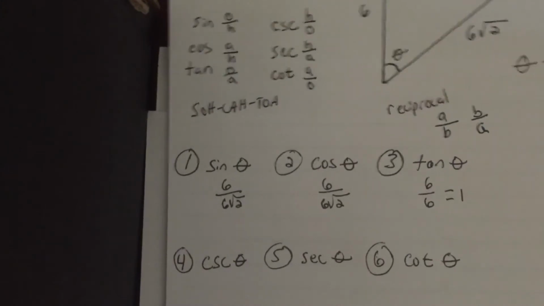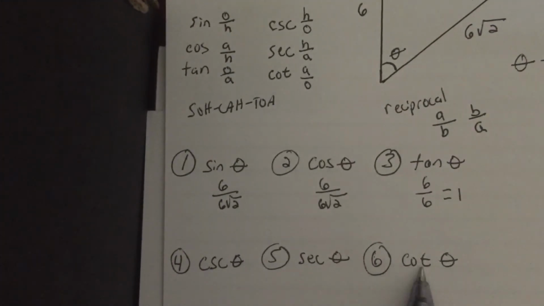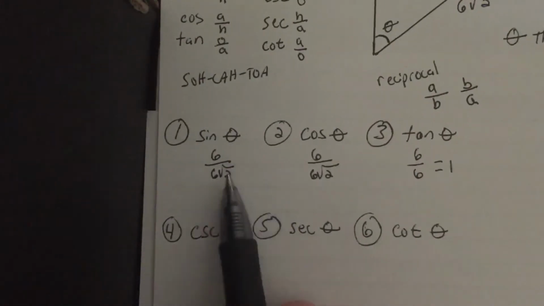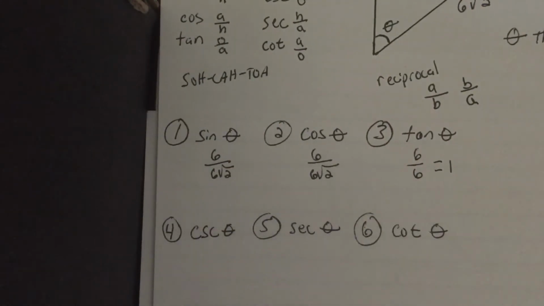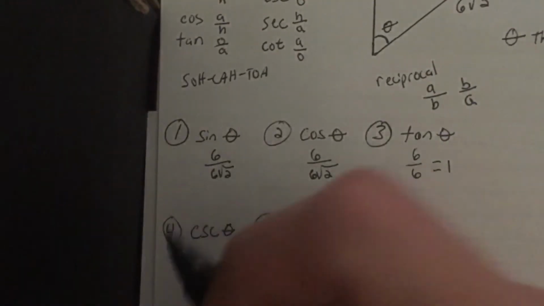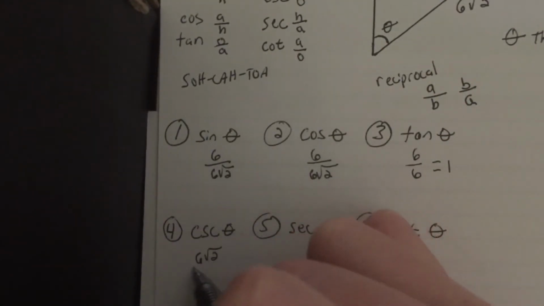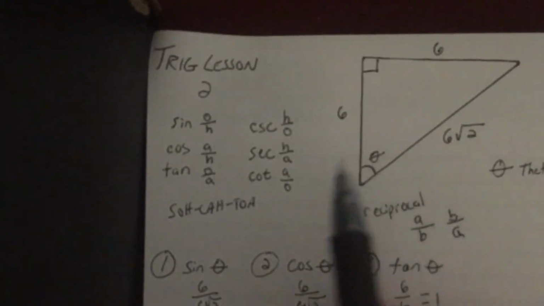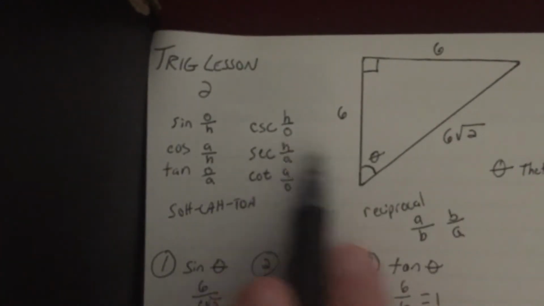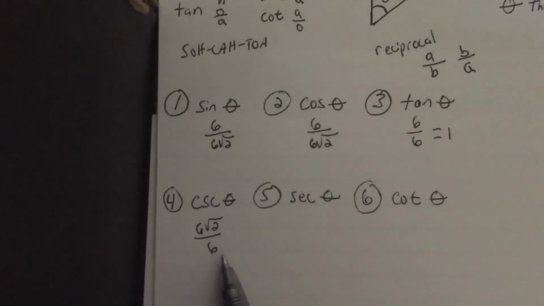How about their reciprocals? Cosecant, secant, and cotangent. Those are these three just flipped over. So since we already have the answers for these, if we just flip them over, we got the reciprocals. So the reciprocal of sine, cosecant, would be 6 square root of 2 over 6, because cosecant is supposed to be the hypotenuse, which is 6 square root of 2, over the opposite side, which was 6. So we have that.